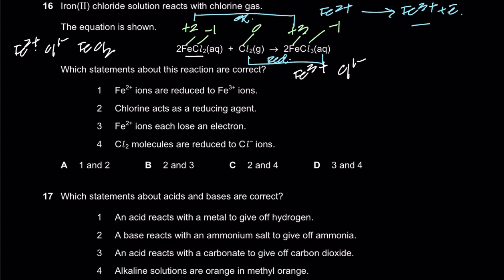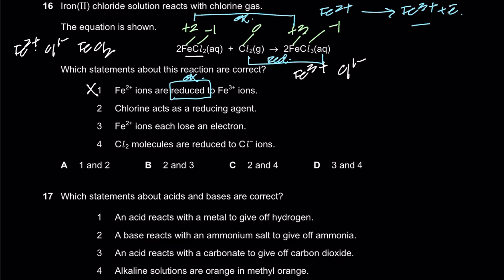That says Fe2 plus ions are reduced. No sir, they are oxidized, yeah? They go from 2 plus to 3 plus. So how are you saying this, you dumb person? Chlorine acts as a reducing agent. Remember, reducing agent is any chemical substance which oxidizes itself to reduce others.